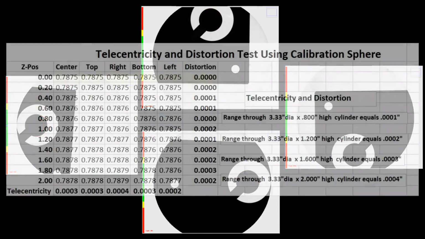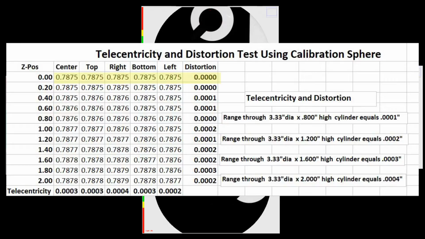The sphere is then repositioned on the stage at the edge of the field of view, 9 o'clock position. Then again at 12, 3, and 6 o'clock positions on the edge of the field of view. And the measurement process through the 2-inch, 50mm depth is repeated. The range of sphere measurements positioned throughout the field of view gives us a good representation of the distortion of the lens within the cylinder of measurement in this test.